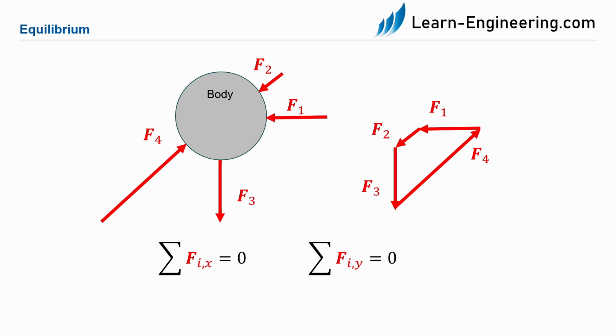We have already discussed the balance of power in the previous lesson. In statics, the forces add up to 0. The resulting force is 0. Here in the example, a body is loaded by 4 forces. If we now set up the force polygon of these 4 forces, we see that there is no resulting force, or the resulting force is 0. Thus, we can derive the two conditions of equilibrium. The sum of all forces in x direction is 0, and the sum of all forces in y direction is 0.